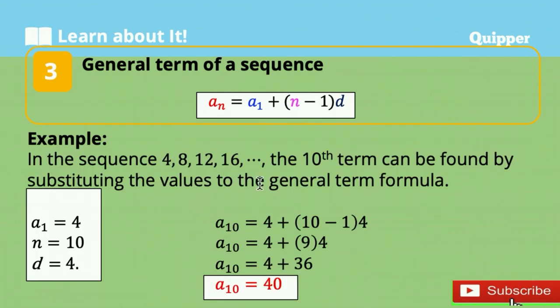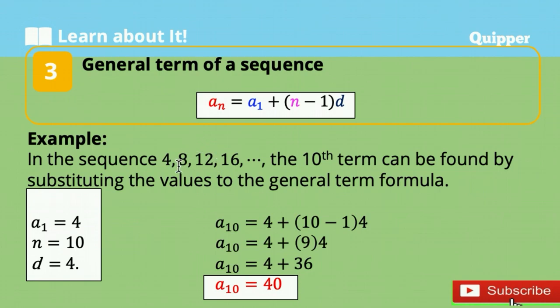In this sequence, the 10th term can be found by substituting these values into the general formula. And we have the 10th term is equal to 4 plus the quantity of 10 minus 1 times 4. Then solving first what's inside the parentheses, following PEMDAS, we have 10 minus 1 is 9. Then multiplying 9 by 4, we have 36. Next we add 4 plus 36. The total is 40. Therefore, the 10th term is equal to 40.